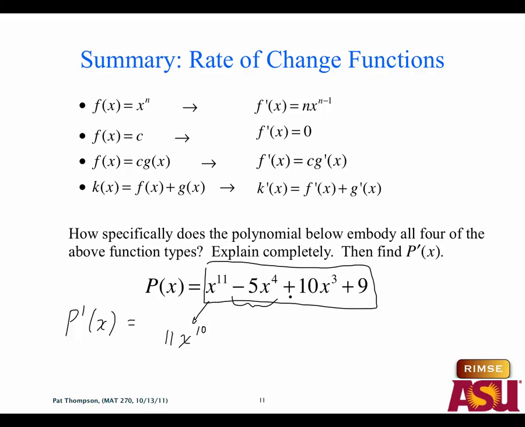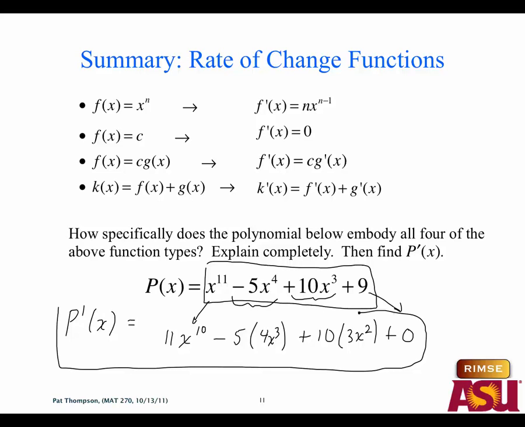We have negative 5 times a function. 3. The rate of change will be negative 5 times the rate of change of that function. This is rule 3, which is 4x to the third. Which rule do we apply first here? Third again. So it'll be 10 times the rate of change of x cubed. Which rule do we apply here? Number 2. So that polynomial uses all 4 of the rules somewhere.